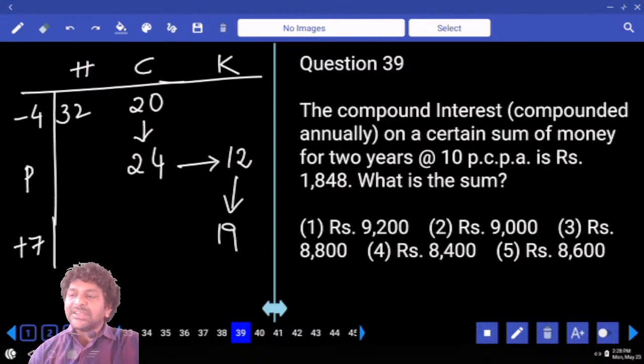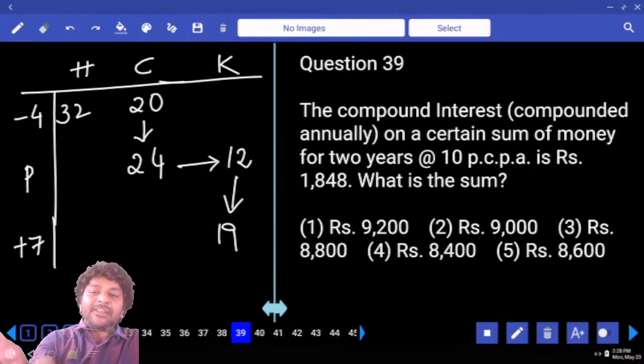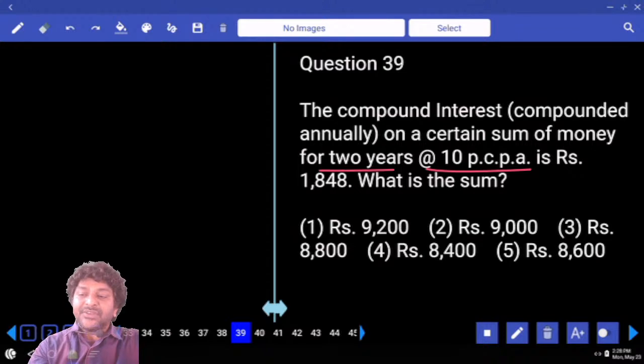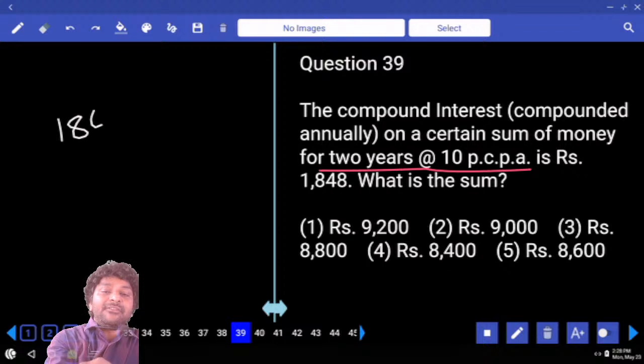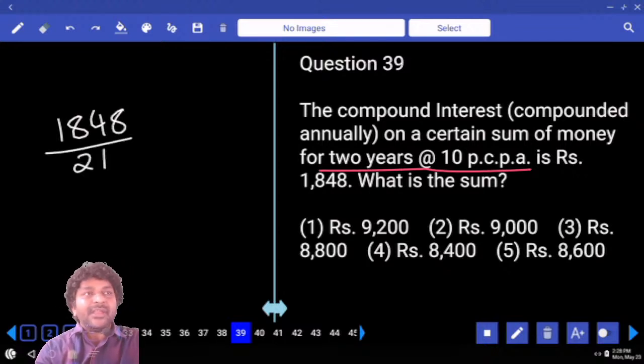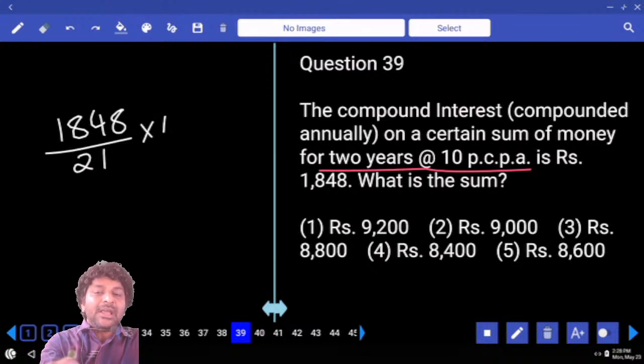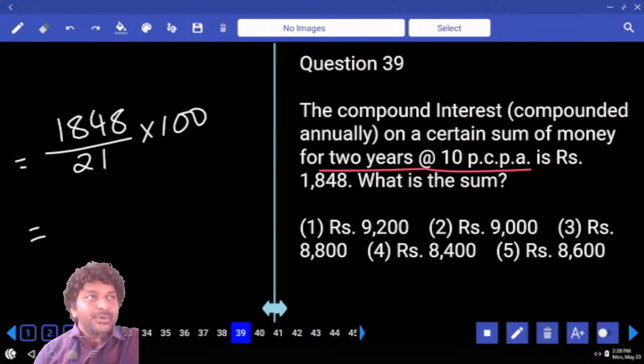The compound interest on a certain sum of money for 2 years at 10% per annum is 1848. What is the sum? At the rate of 10% per annum, what is the compound interest for 2 years? 21%, which is 1848. From this, the 1% value is 1848 divided by 21. And when we are asked to calculate the sum, which is the principal, that is 100%, right? How many zeros are there in the numerator? In the denominator, do you see any multiple of 5 or even numbers? That means you should get 2 zeros in the numerator.